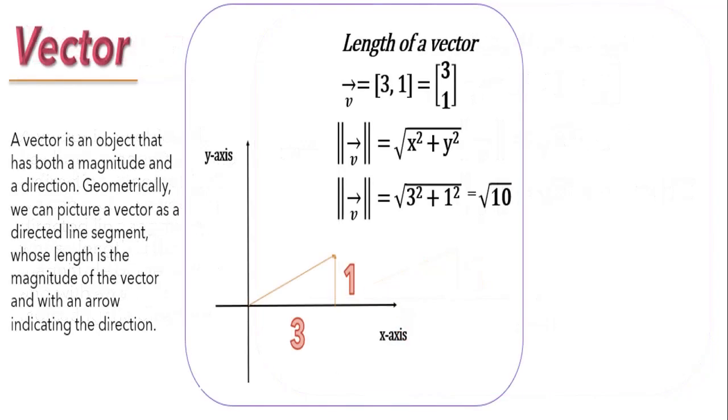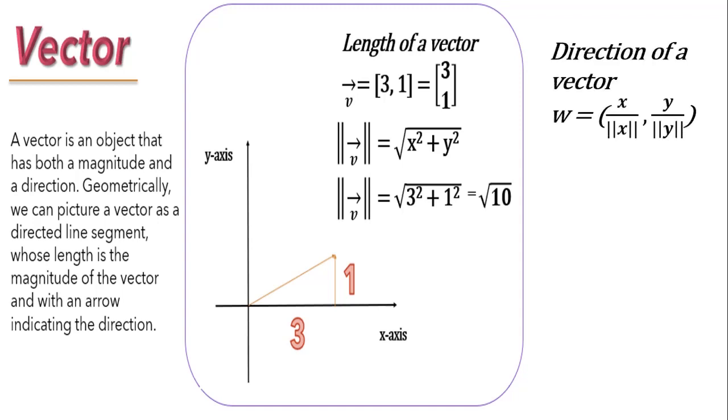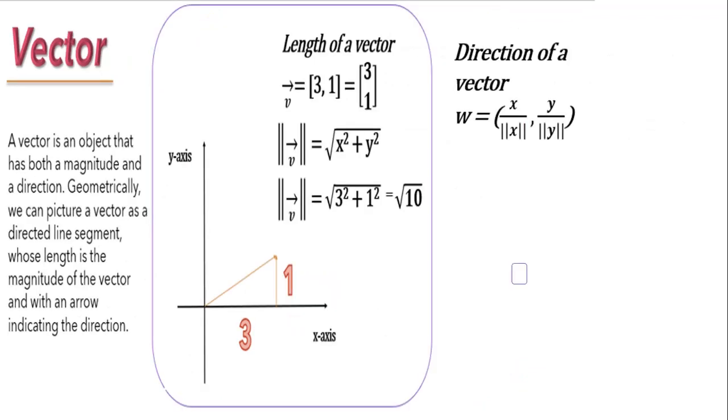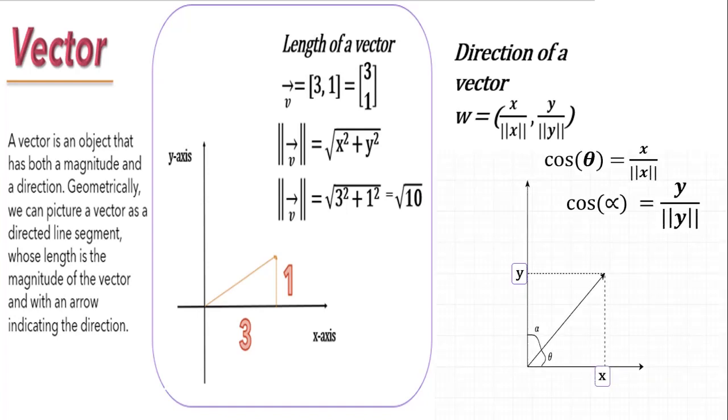Now we have to calculate the direction of this vector. For that we can write it as w is equal to x upon x magnitude and y upon y magnitude. If you look at the plane shown on the screen, you can see that cos theta is equal to x upon x magnitude and cos alpha is equal to y upon y magnitude. Thus the direction of this vector can also be written as w is equal to (cos theta, cos alpha). These things will help us to understand and solve classification problems using the support vector machine algorithm, which we will use later.